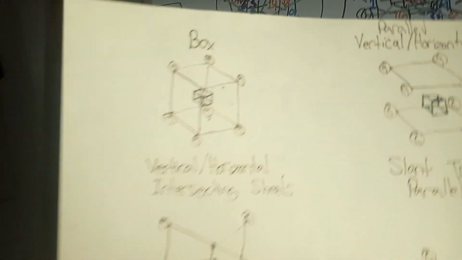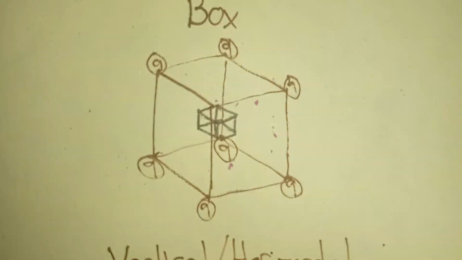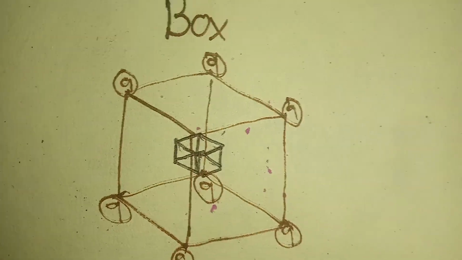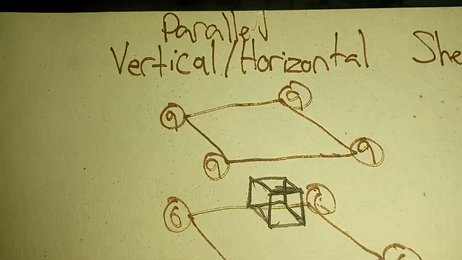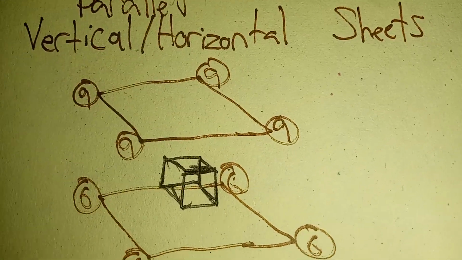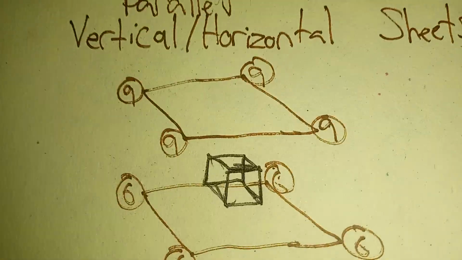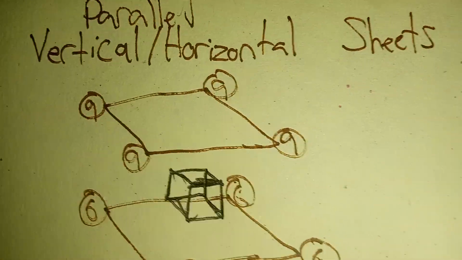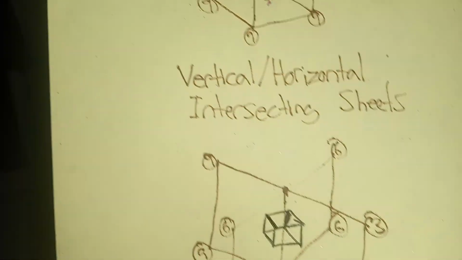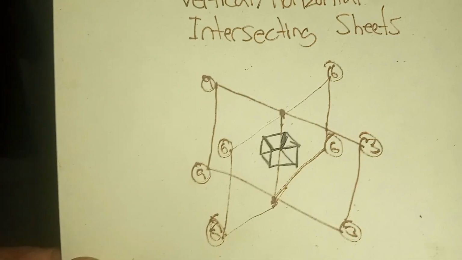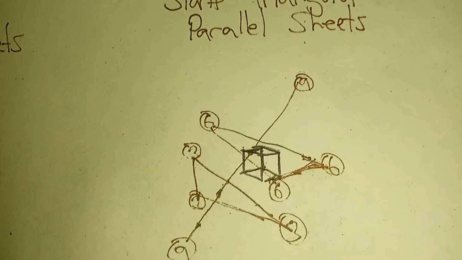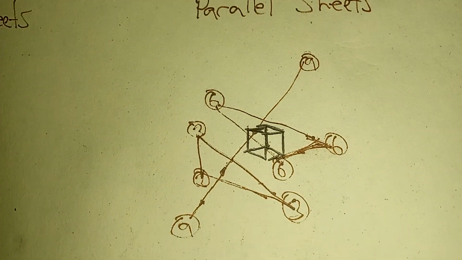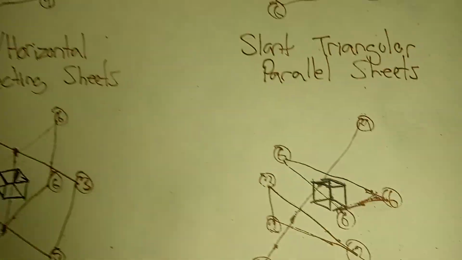And then for the 369 shapes, you have the boxes, you have the parallel, vertical, horizontal sheets. They can be vertical or horizontal. That's it. And then the vertical or horizontal intersecting sheets. And then the slanted triangular parallel sheets with a 9 diagonally across through them.